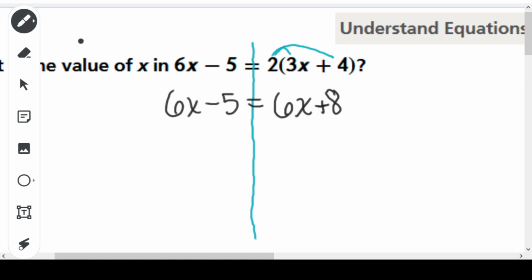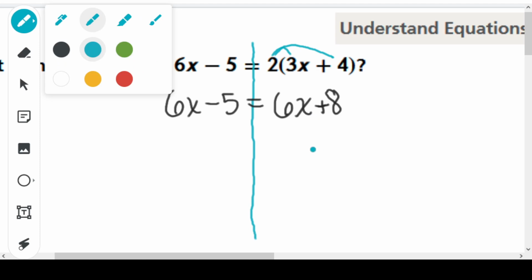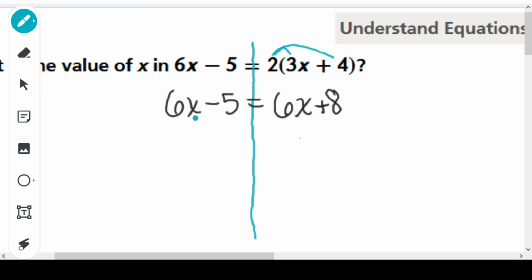All right, and then you have to try to move the variables all onto one side. So this 6x, I'm going to attempt to move to the right-hand side. It's currently being added because it's a positive number, so I'm subtracting to move it.